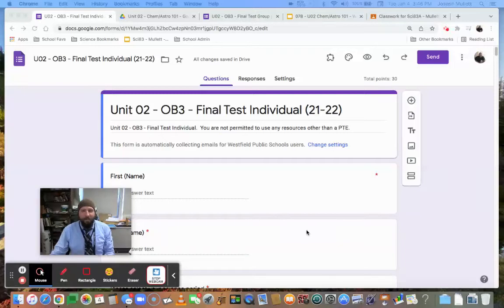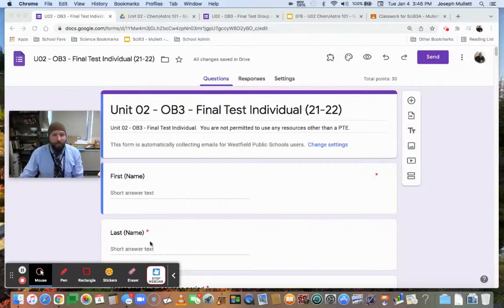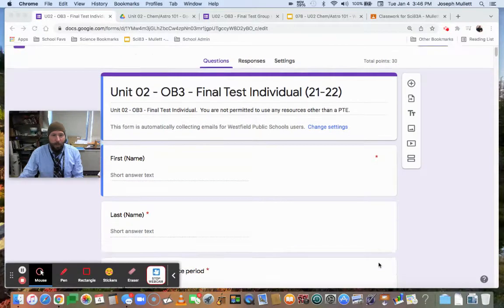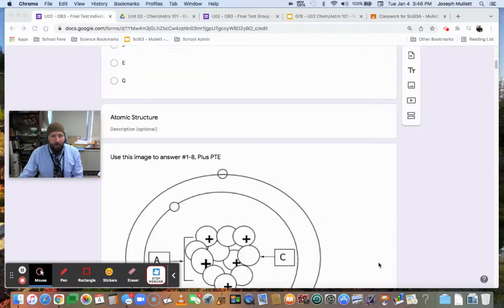Hey folks, this is a quick little review on what to expect regarding the individual test, the final test, OB3 for the chemistry unit. Just going to run through the test to make sure that if there's any questions, they are answered as best as can be for anyone who may have missed Tuesday's class where I went over it. Okay, obviously you got to get your name, your period in there and so forth.